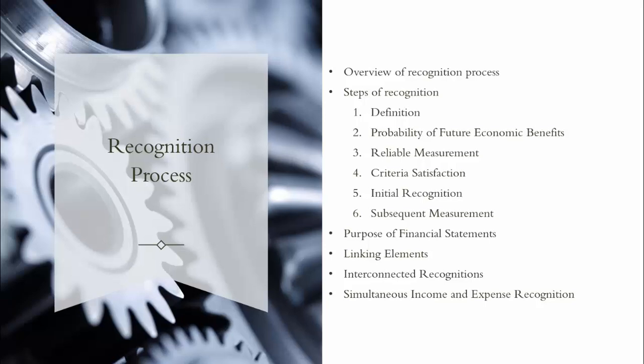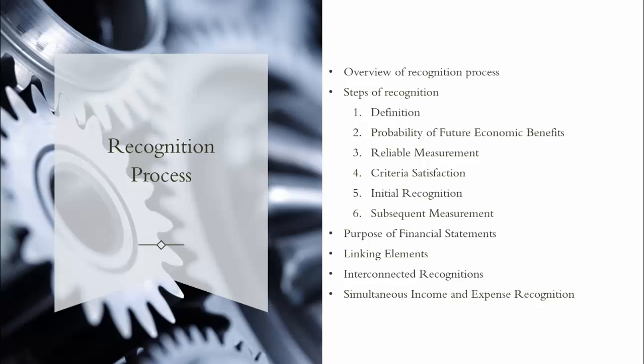Simultaneous income and expense recognition. Explanation. Sometimes, recognizing new assets or liabilities leads to recognizing both income and expenses at the same time, like when selling goods for cash. This matching of costs with income happens naturally, but is not the main goal.